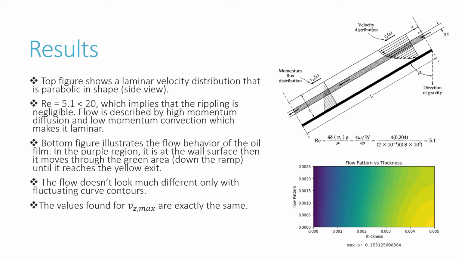The flow doesn't look much different if you compare both the flow patterns, and the curves are actually not that far from constant, but they have a bit of a curve. And we should note that the values we found for Vz max are exactly the same. The one found from the code is also 0.153, which agrees with the one we found before from the analytical solution.